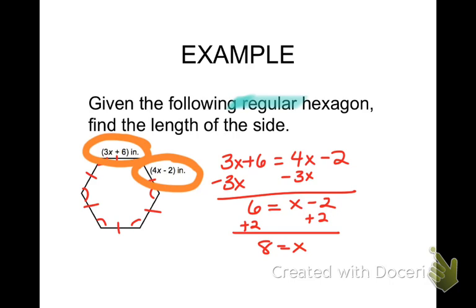Which one do you like better? The 3x or the 4x? Yes, because you should technically get the same answer no matter what you do. So if I do 3 times 8, that's 24. 24 plus 6 is 30. And if I do the same thing down here at the 4, 4 times 8 is 32, minus 2 gets me 30. So it doesn't matter which one. That would also be a good way to check. If you get both the same number, then you know you did your algebra right. Okay. So my side length is, what do we say, 30 inches?